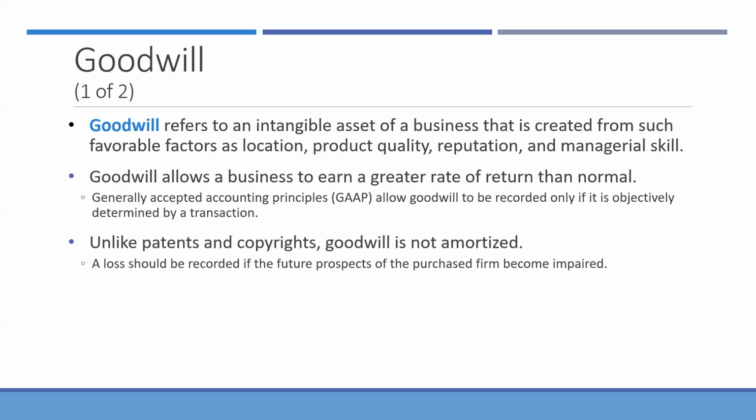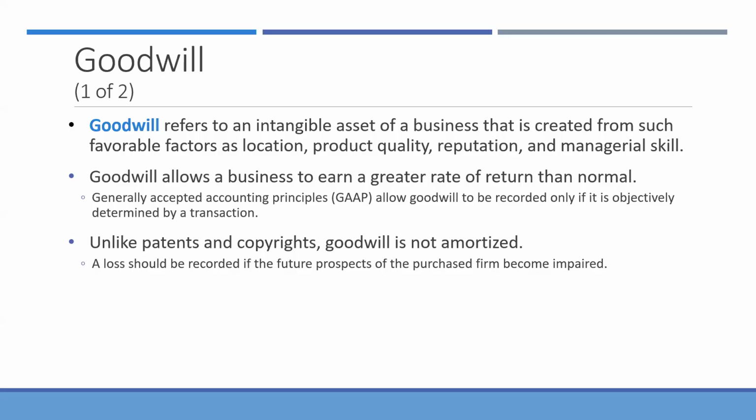Goodwill refers to an intangible asset of a business created from favorable factors like product quality, reputation, and managerial skill. It allows a business to generate a rate of return greater than normal. GAAP only allows goodwill to be recorded if it is objectively determined by a transaction. The most common way that happens is a business acquisition.